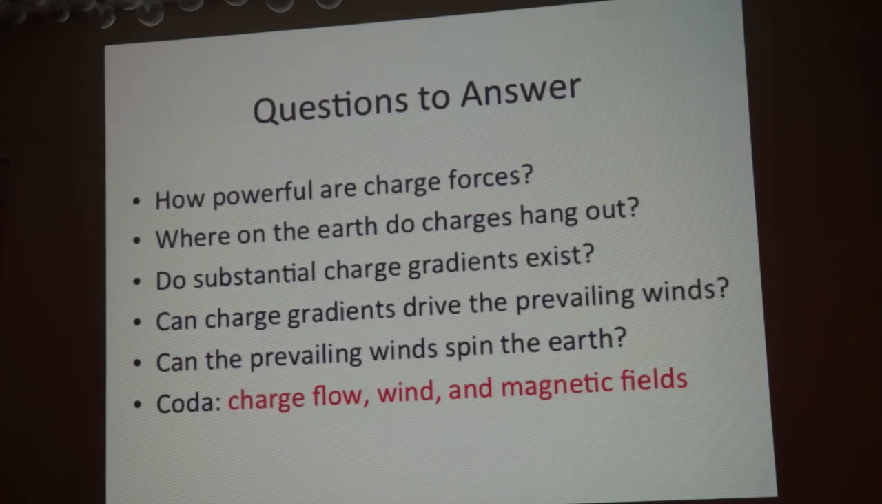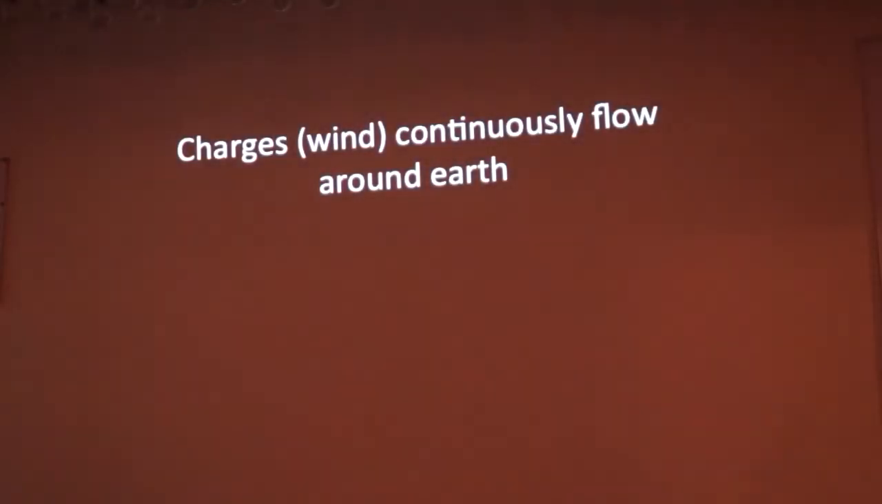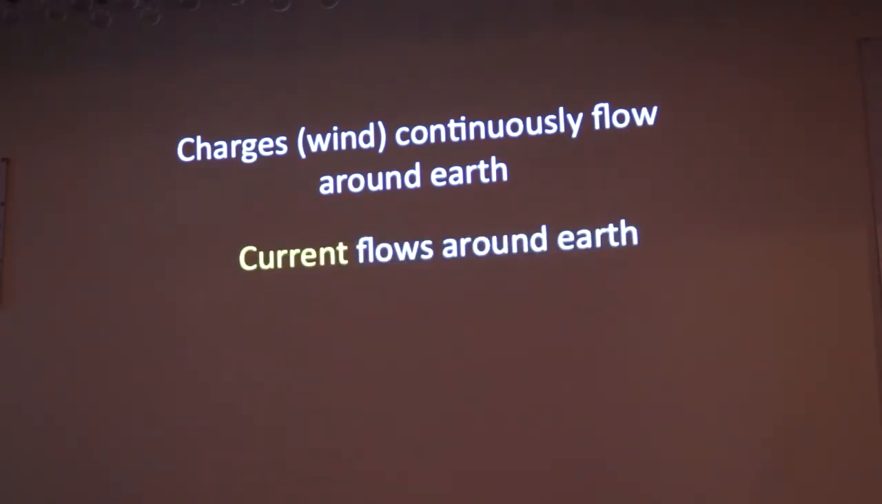And finally, as a coda, I would like for you to think about the flow of charge that we're talking about, the wind, and magnetic fields. Okay, so I've suggested to you that there are charges that run round and round the Earth, especially the jet stream, full of positive charges that keep encircling the Earth and keep flowing. That's current. Some of you realize that when you have current flow, as in current in a wire, you get a magnetic field around it.